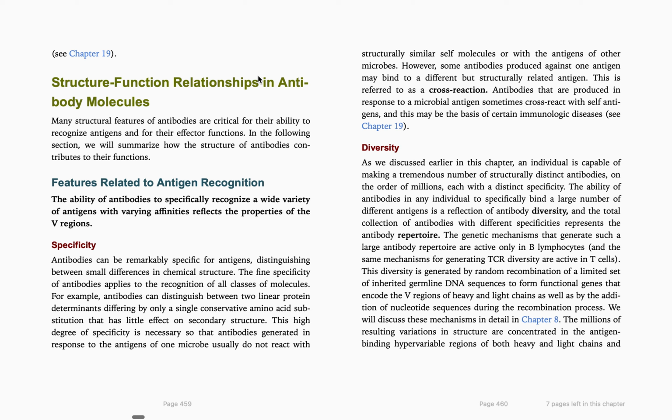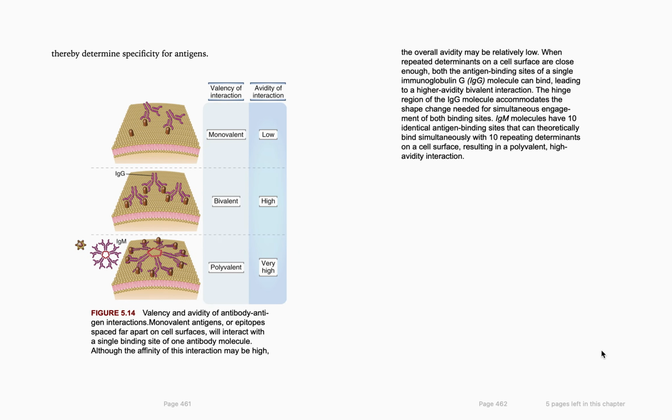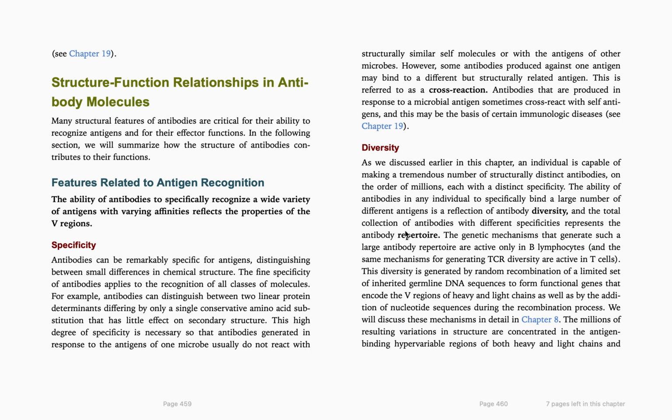Sorry for moving too fast. So we have this one, the IgG, the structure, the valence, avidity. If you have monovalent, it's low. If you have bivalent, like IgG, it's high. If you have polyvalent, like IgM, it's even higher. So that is the issue of diversity.